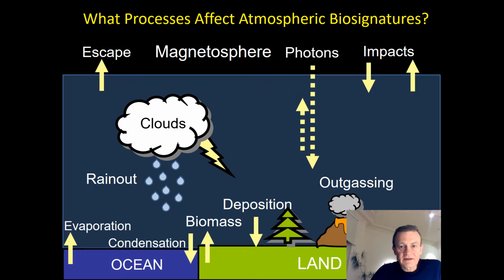So the processes affecting atmospheric biosignatures, I mentioned them earlier. Starting at the top, you have escape processes. The magnetosphere of the Earth protects the atmosphere. Photons come into the atmosphere. Impacts affect the upper atmosphere. Moving into the middle atmosphere, you have clouds and rainout. And near the surface, you have evaporation, condensation. You have biomass being emitted. Deposition at the surface, outgassing from volcanoes, etc. So it's a complicated system.